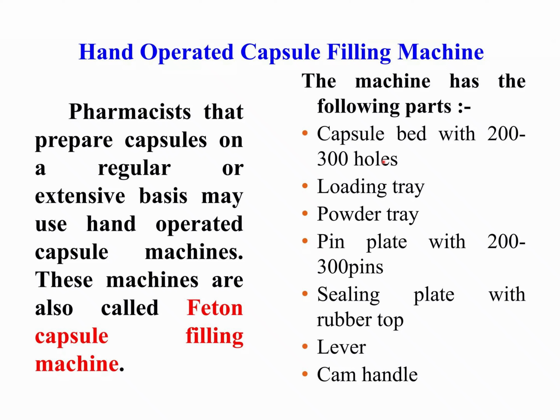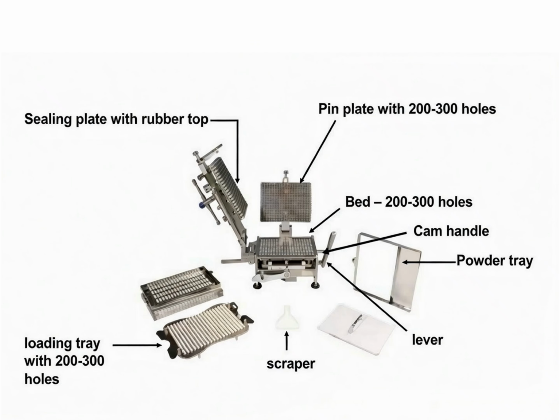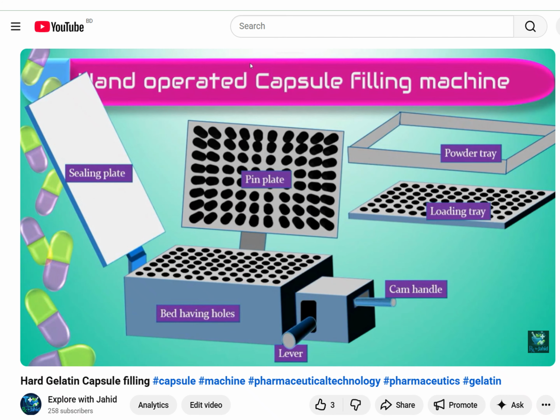So these are the components of this capsule machine: capsule bed with 200 to 300 holes, loading tray, powder tray, pin plate with 200 to 300 pins, sealing plate with rubber top, lever, cam handle. So these are the overall structure or the components of hand operated capsule filling machine. We can see the components here.